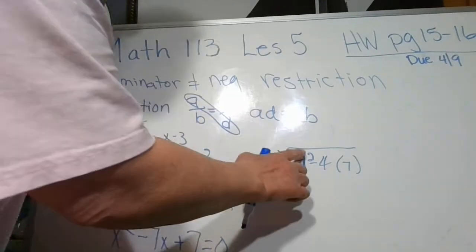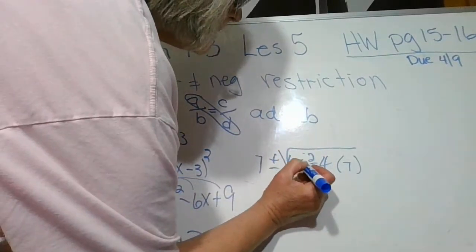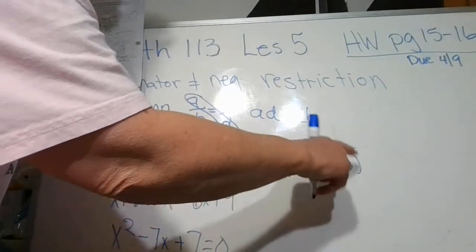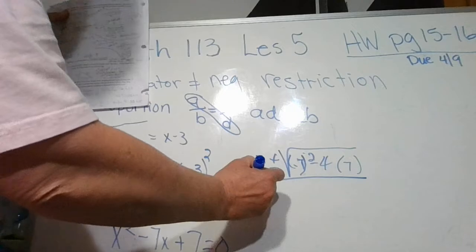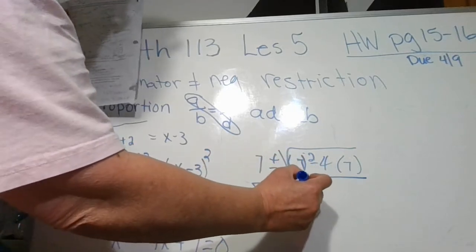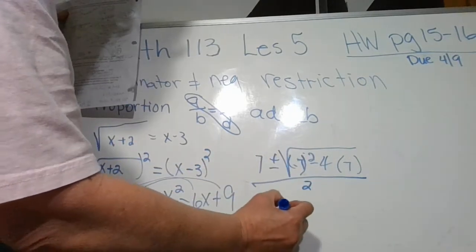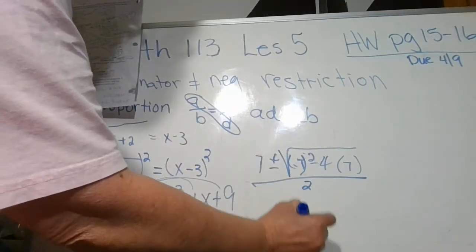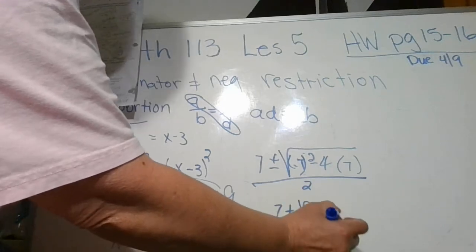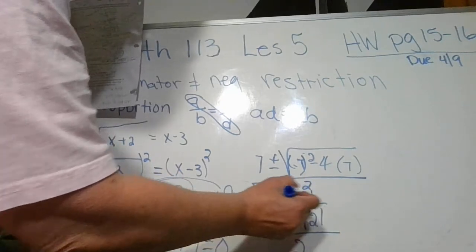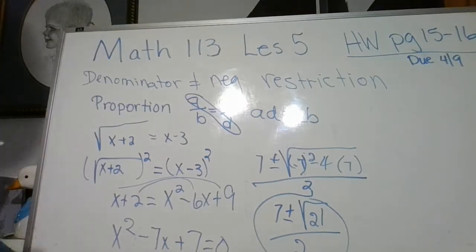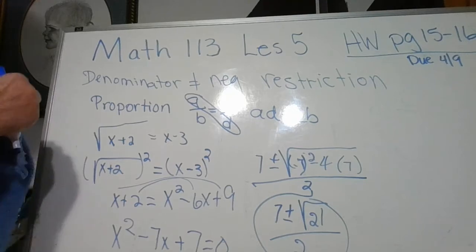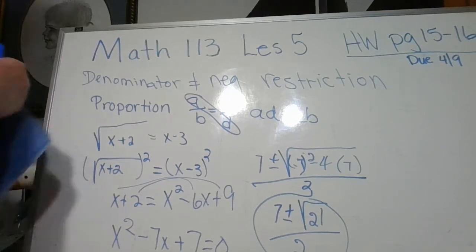So that'll be 49 minus 28, all of that over 2. And so I have 7 plus or minus, and that is 21 when you subtract that. So the square root of 21 and all of that is over 2. And that, my friend, is your answer. Unless you want to take it down to the decimal, which I don't care if you do or not. If you want to, that's just fine, but this is fine too.